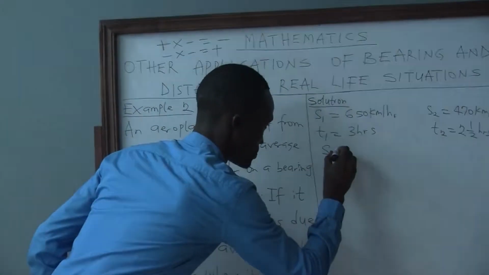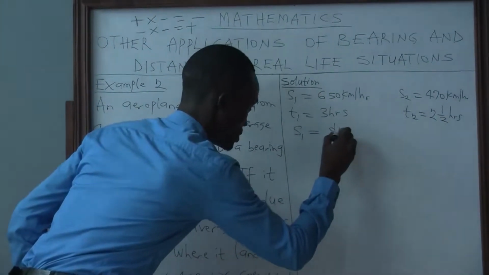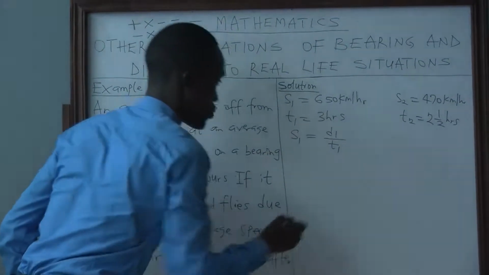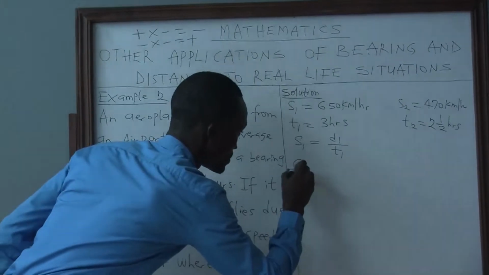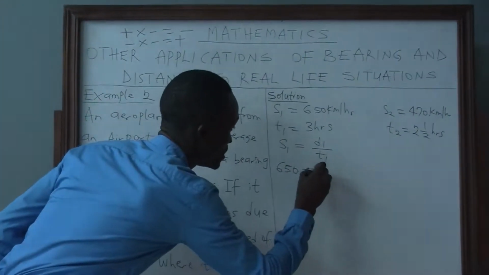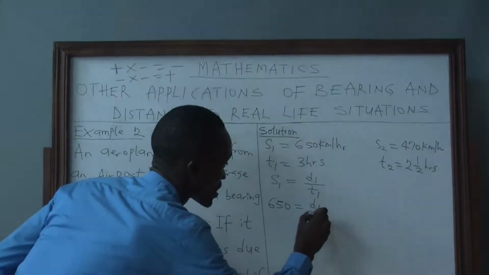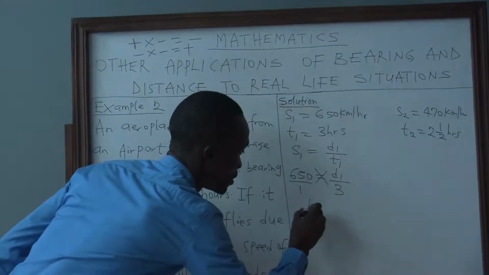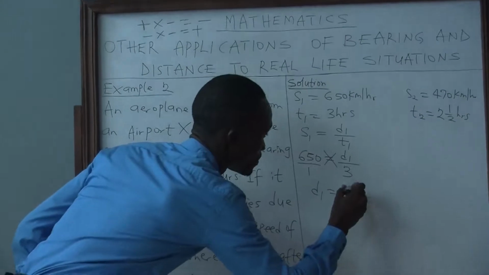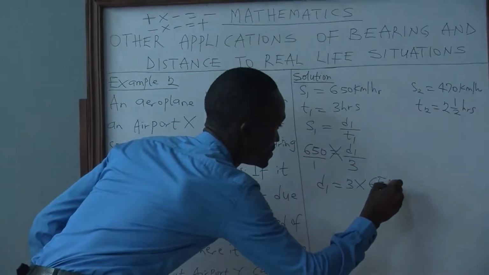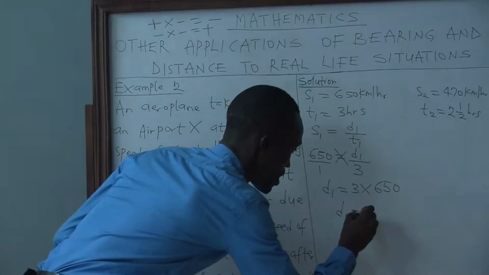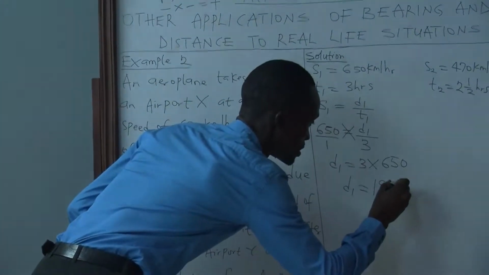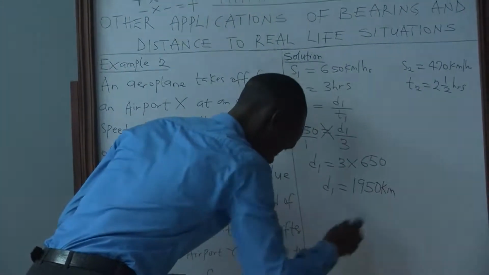And we know that speed S1 is equal to distance 1 over time 1. And the first speed is 650. We are looking for D1 and we are given T1 as 3. So by cross multiplying, we have D1 to be 3 multiplied by 650. And D1 from here is 1,950 kilometers.